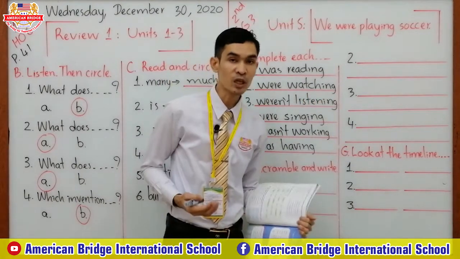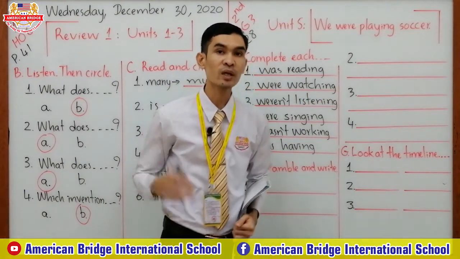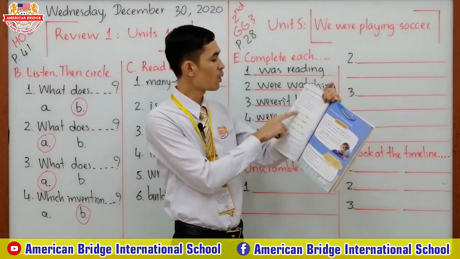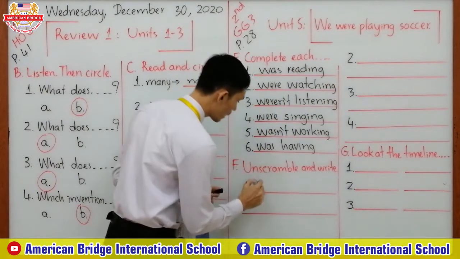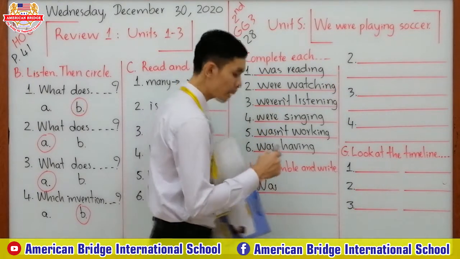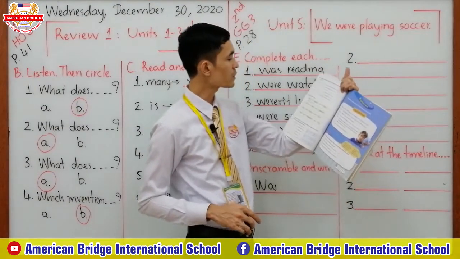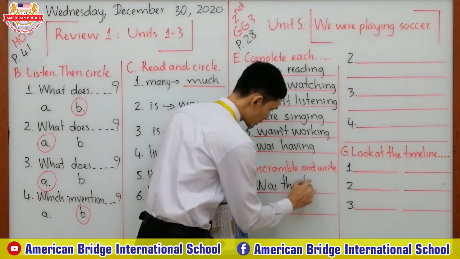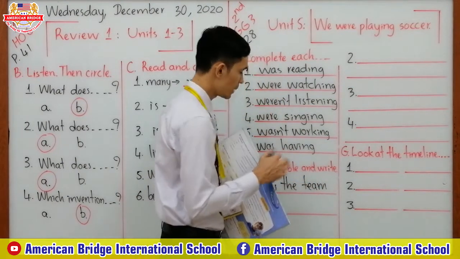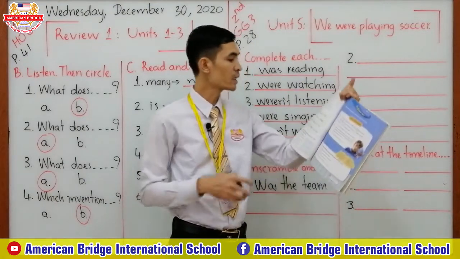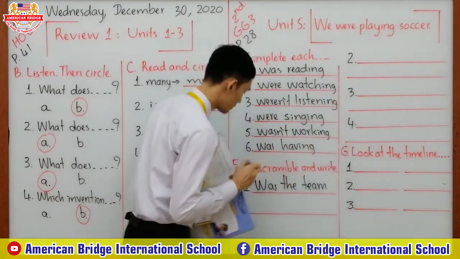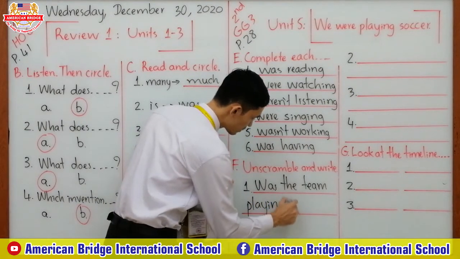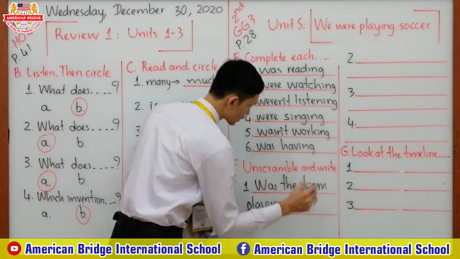So it must be a question, right? It must start with was or were. So now you have to find was or were first. Can you find here was, right? So you have to write was, and after that put the subject. So what is the subject? The team. Okay, the team is the subject, and after the team, verb ing. So playing. Okay, playing, and the last word must be well, and don't forget a question mark.